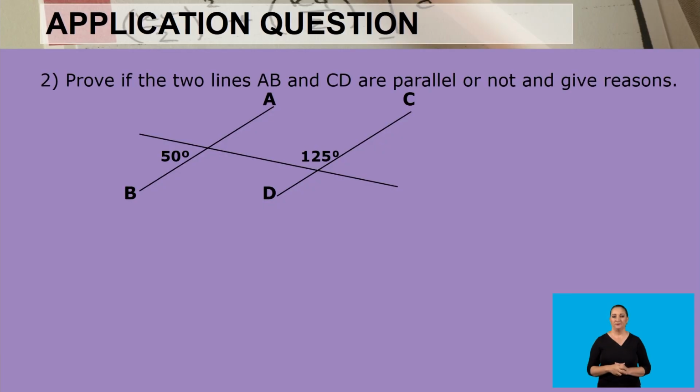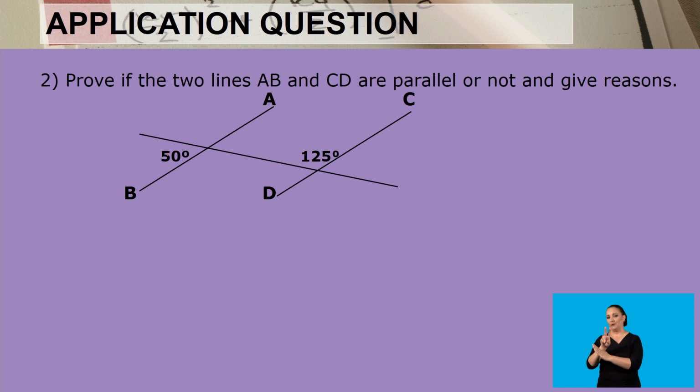Let's look at the next question. The second application question reads as follows: prove if the two lines AB and CD are parallel or not, and give reasons. Let's look at the two lines. Line AB at the intersection has an angle of 50 degrees. Line CD has an angle of 125.